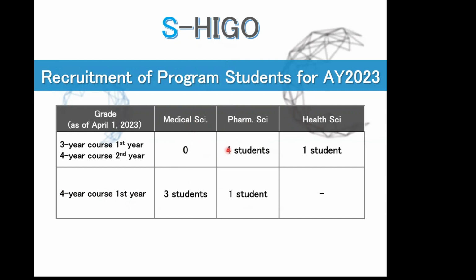So if you are in a medical school and in the first year of a 4-year doctoral course, 3 students will be selected, and in pharmaceutical science for the same, 1 student will be selected. But for the students who are in the first year of a 3-year course or second year of a 4-year course, no student will be selected from medical science, but 4 students will be selected from pharmaceutical science, and 1 student will be selected from health science.